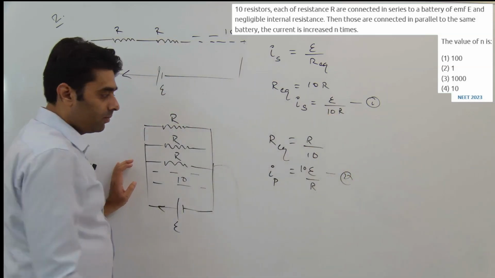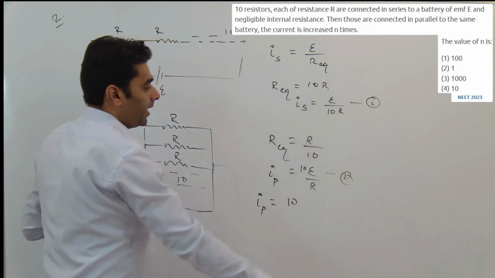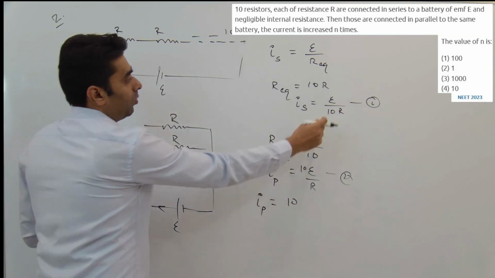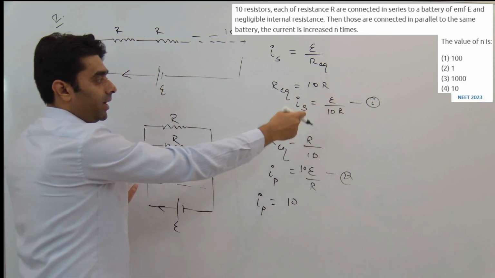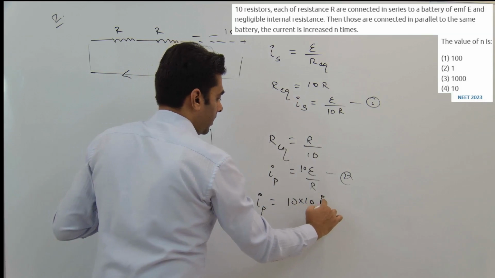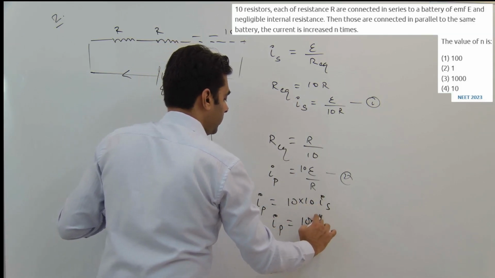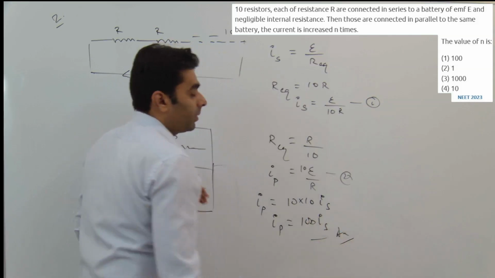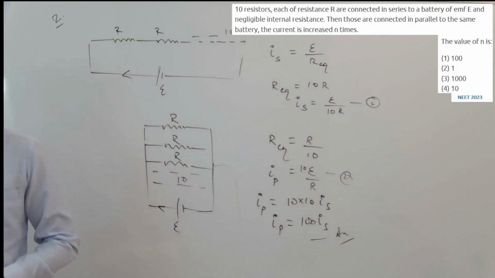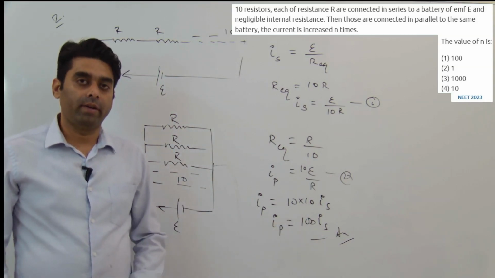Solving first and second, what do we get? IP is equal to 10 times E by R, 10 into E by R. Now from the first equation, we know E by R value is 10 times IS. So current in parallel will be 100 times of IS. So it will increase by 100 times. The current is increased N times, that means N value is 100, right?